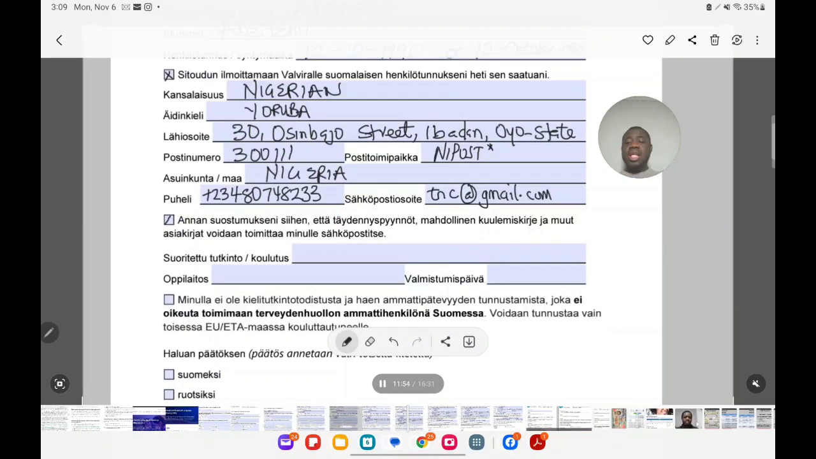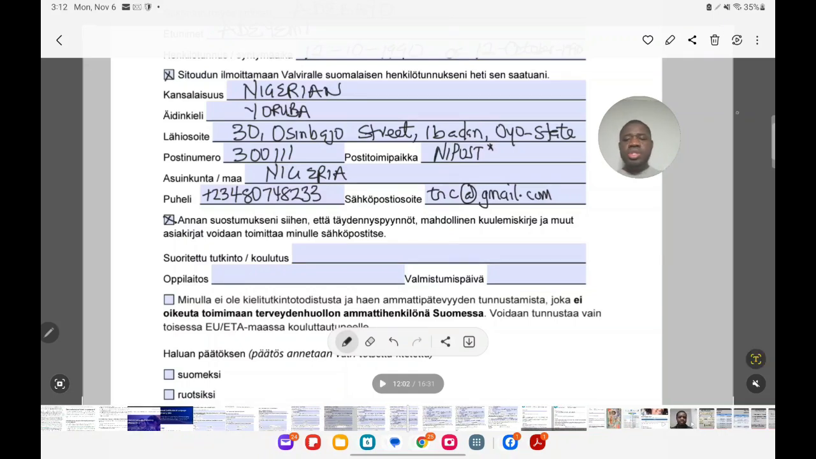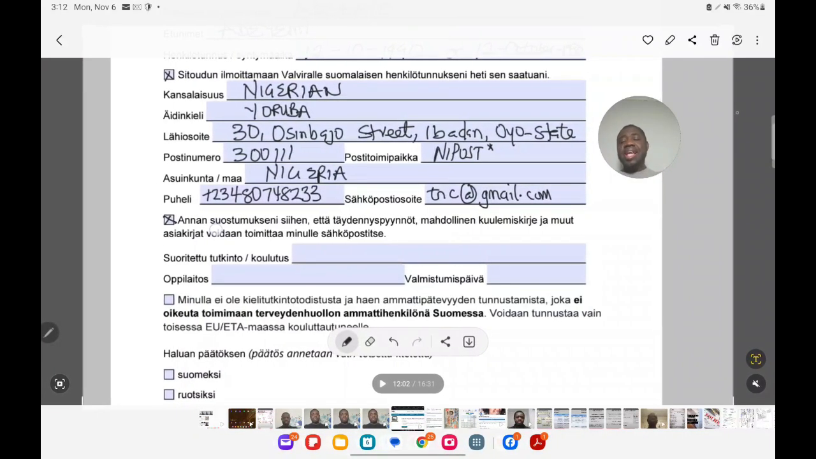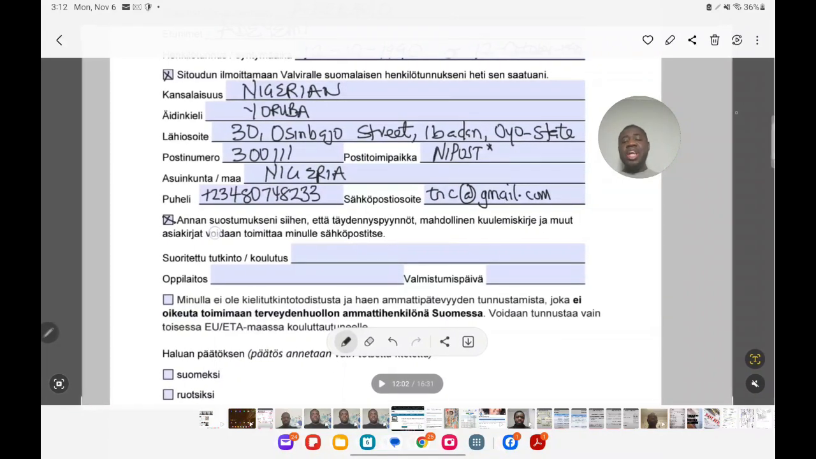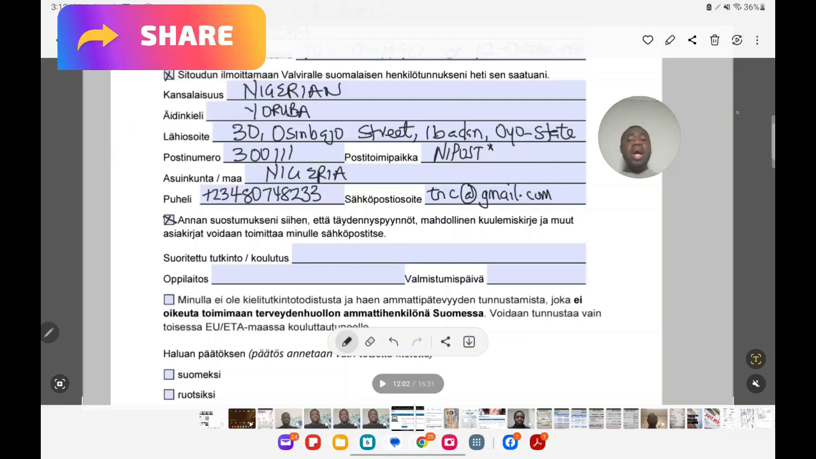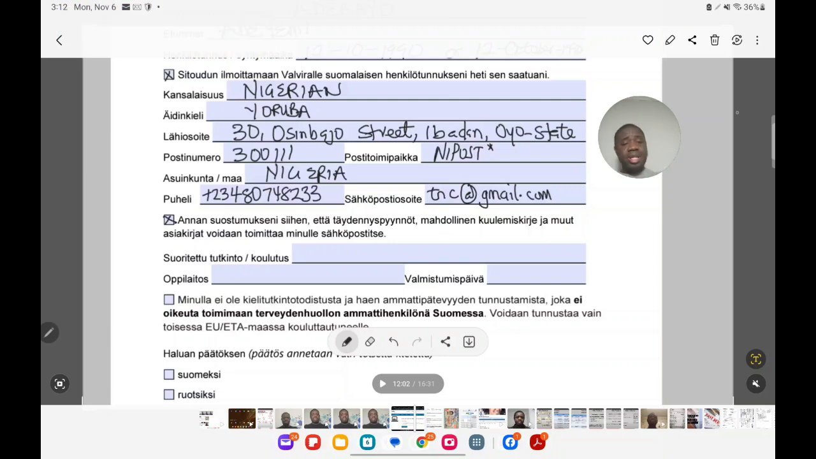So the next one is this one. I don't know what that name is, let me check for you. So the information here is saying that I give my consent that supplement requests, a possible consultation letter and other documents can be delivered to me by post. That is, you give your consent that any supplement request or consultation letter can be delivered to you by post. So just asterisk it.